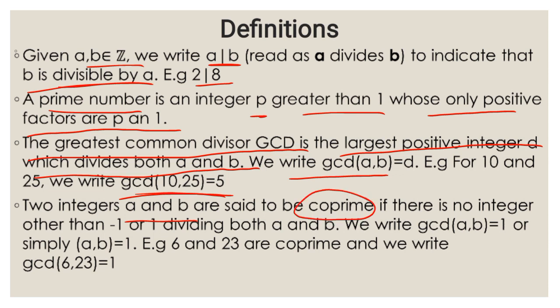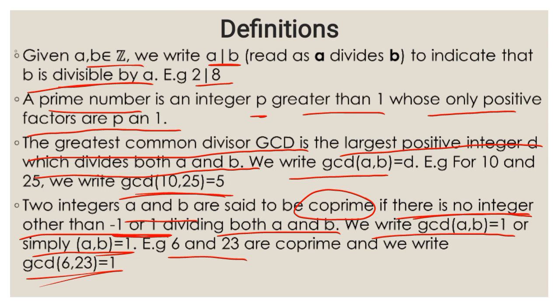Now, two integers a and b are said to be coprime. So I could ask you to define the word coprime. If there is no integer other than -1 or 1 dividing both a and b. So we write GCD of a and b equal to 1, or simply (a, b) equal to 1. For example, 6 and 23, there's nothing common to them but 1, so we say they are what? Coprime. That is, 6 and 23 are coprime. That's how you define coprime, and that's an example of coprime.